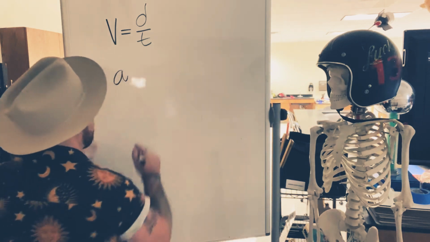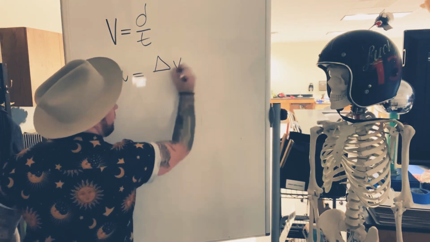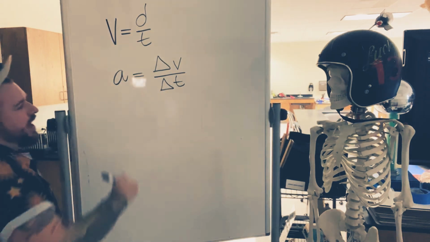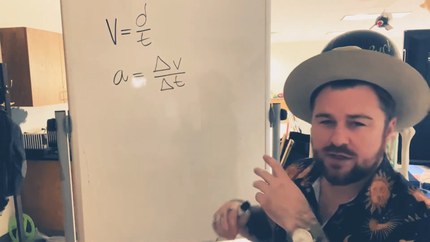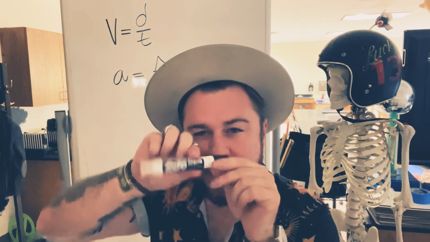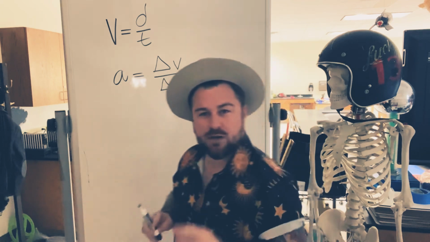So we're talking about acceleration. We're talking about change in velocity, that delta, change in velocity over change in time. As time changes, how does my velocity change? Does it go up? Does it go down? Does it change direction? That's what we're going to be talking about today. How do I change my direction, right? What does that mean when I change my direction? We're going to be talking about that today.